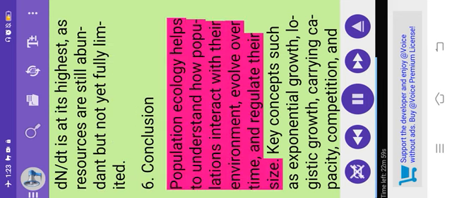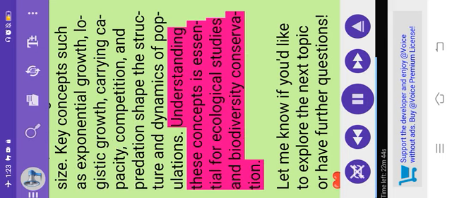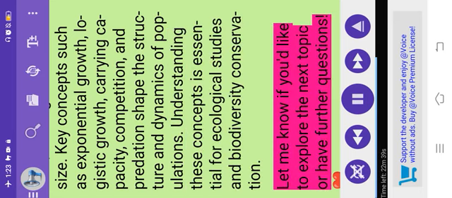6. Conclusion. Population ecology helps to understand how populations interact with their environment, evolve over time, and regulate their size. Key concepts such as exponential growth, logistic growth, carrying capacity, competition, and predation shape the structure and dynamics of populations. Understanding these concepts is essential for ecological studies and biodiversity conservation. Let me know if you'd like to explore the next topic or have further questions.